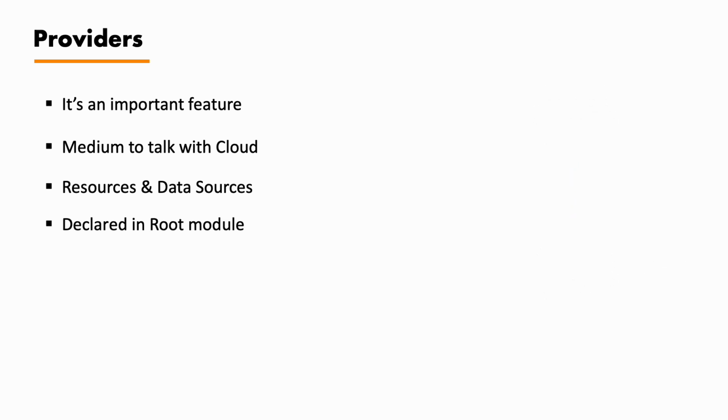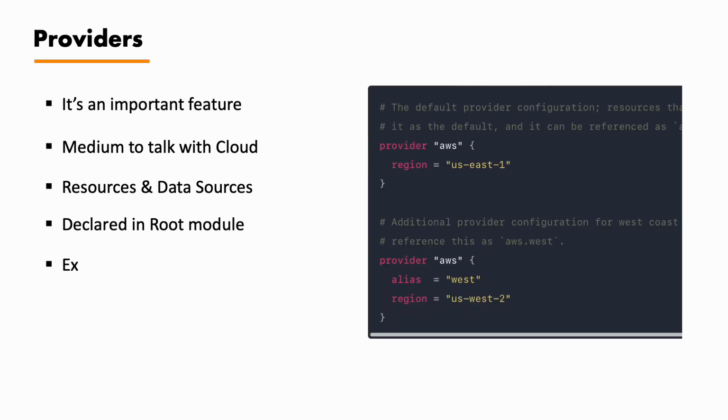Okay, these providers are usually declared in the root module. Let's see the example. So this is how you can create a provider. Here you can see we have created 2 providers. 2 of them are mapping to AWS, but both of them are mapping to different regions. Whenever we use a different region, we need to use a different alias so that we can uniquely identify them.